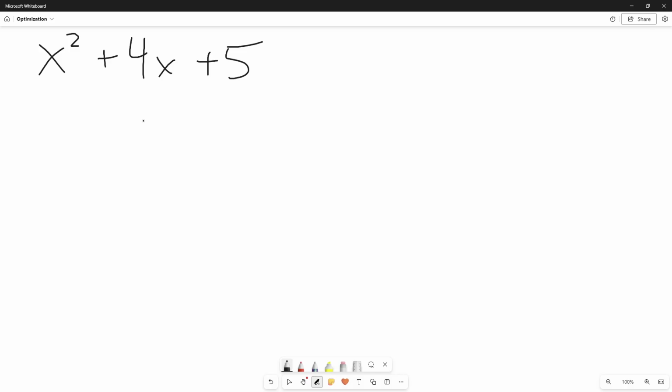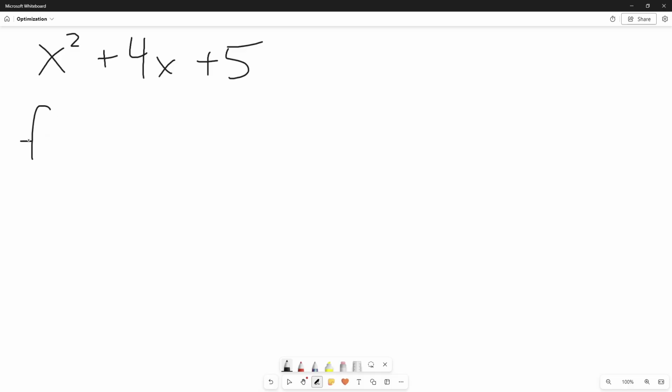And for example, let's say we have this function x squared plus 4x plus 5. Let's say this is f of x. And we want to find a value x such that the output is the smallest possible. So we're optimizing it by making the output a minimum.